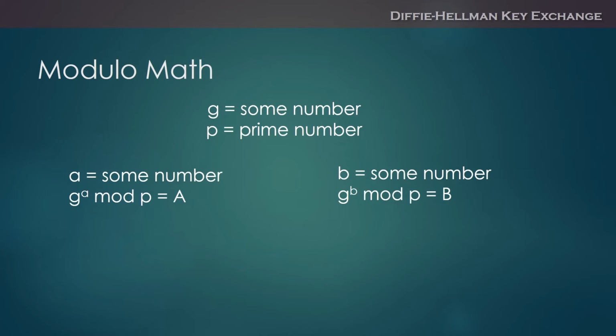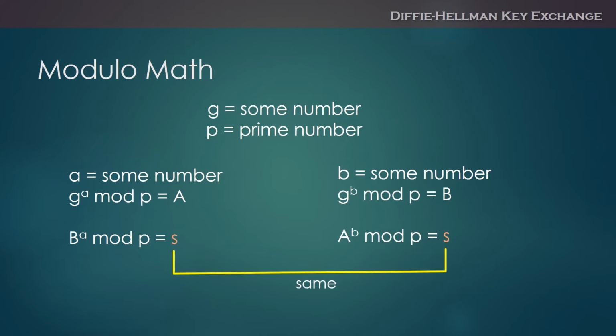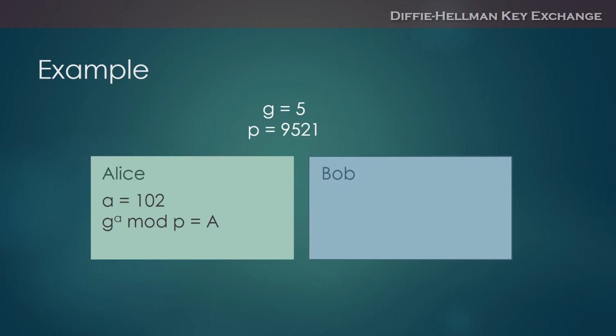Then they trade these numbers across the unsecured channel, and then they do further math with them with exponents and modulo, and they end up with the same secret number. This happens because of this property where you have A to the b mod p equals B to the a mod p. So they're able to exchange their capital B, capital A, do another operation, and end up with this secret number. Let's take a look at this in practice.